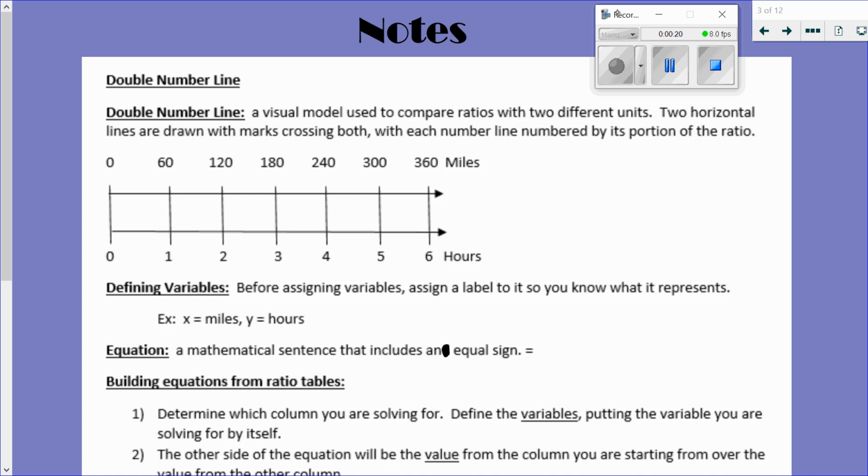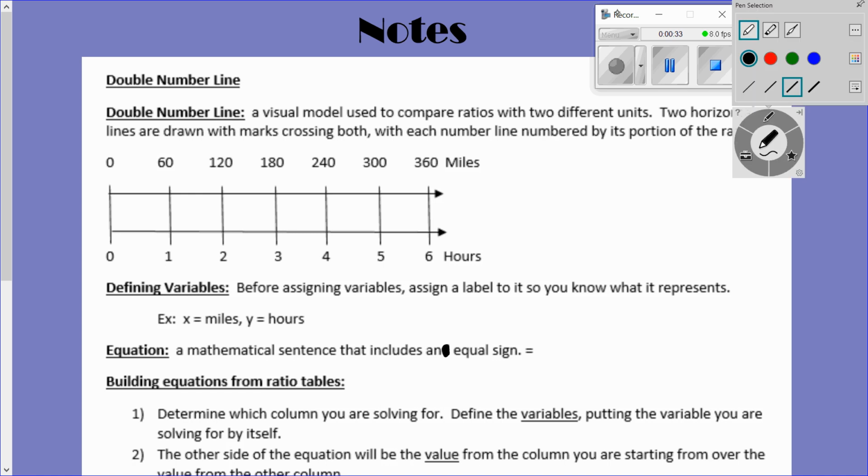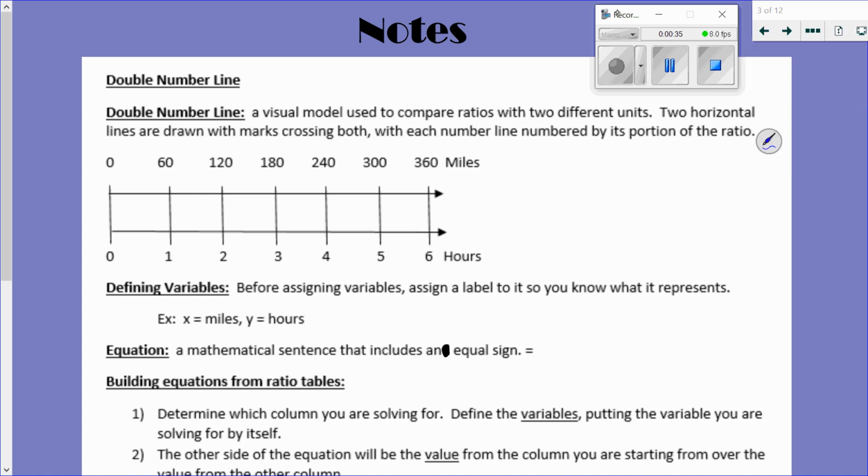Two horizontal lines are drawn with marks crossing both, with each number line numbered by its portion of the ratio. Okay? As usual, we will label it. And when we do our labels, we need to make sure that we define our variables. So, for example, we're calling this top one miles, the bottom one is hours. So I would label this M and H. And I would define my variable. I say M is the number of miles, and H is the number of hours.